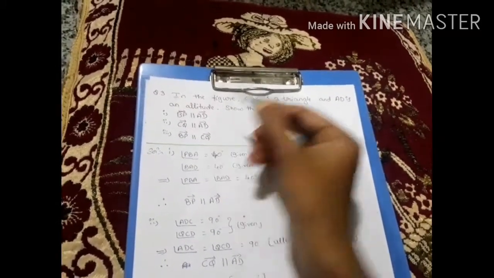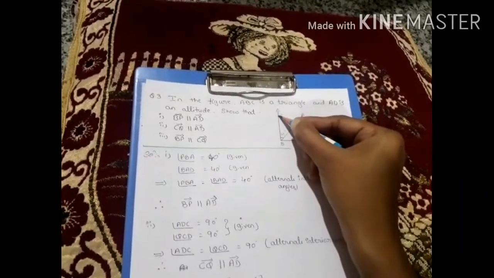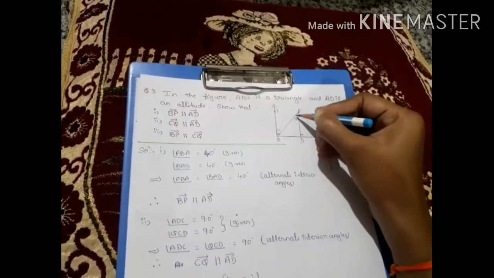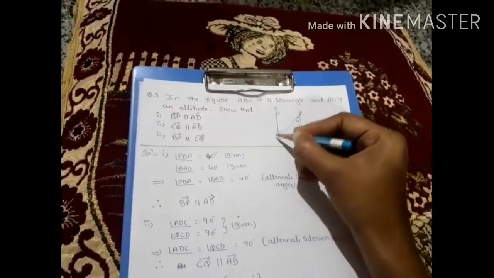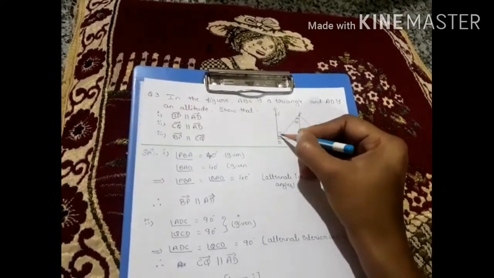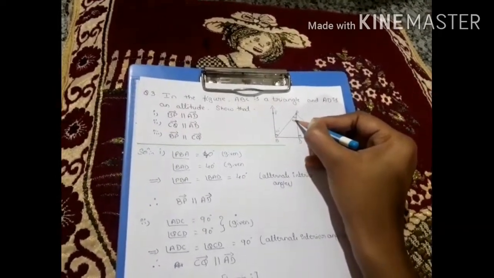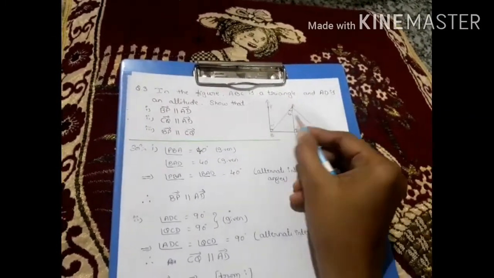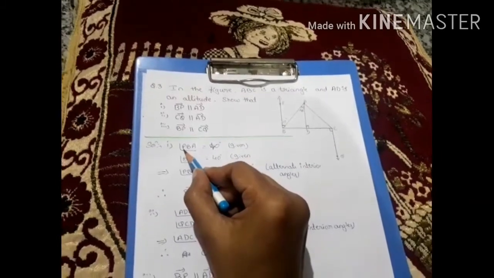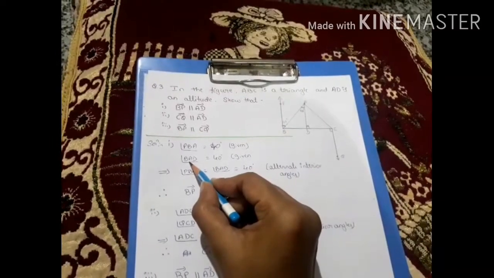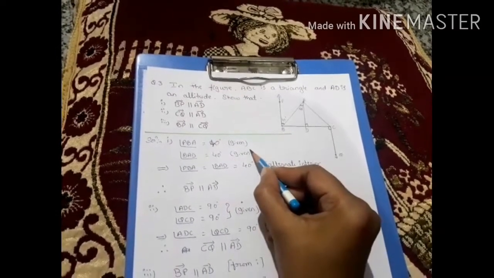To show this, they have given that angle PBA is 40 degrees, and also angle BAD is 40 degrees. These two angles are alternate interior angles which are equal. Then we can say that BP is parallel to AD. So write down here: angle PBA equals 40 degrees, given. Angle BAD equals 40 degrees, that is also given.